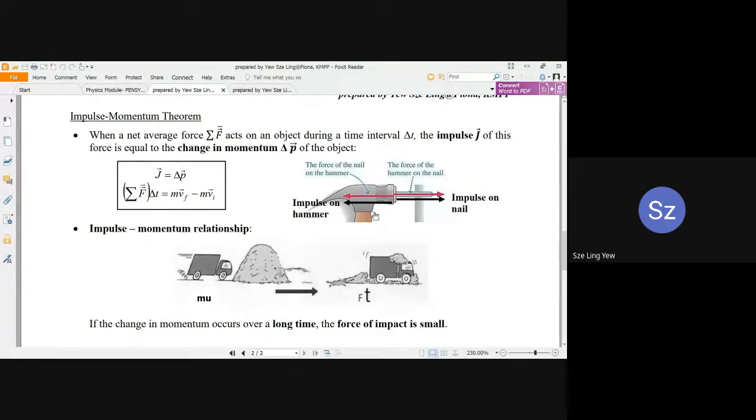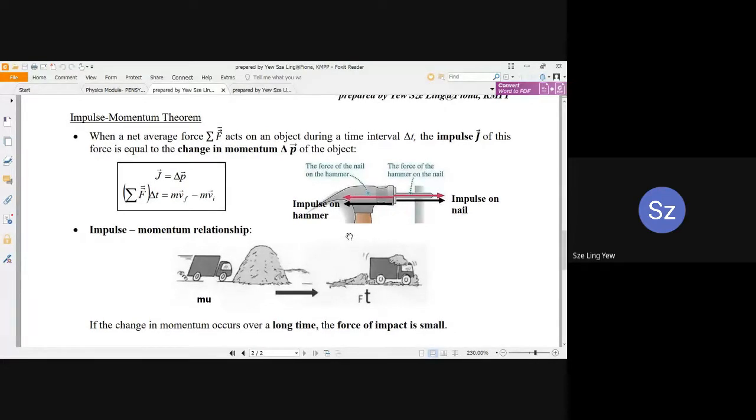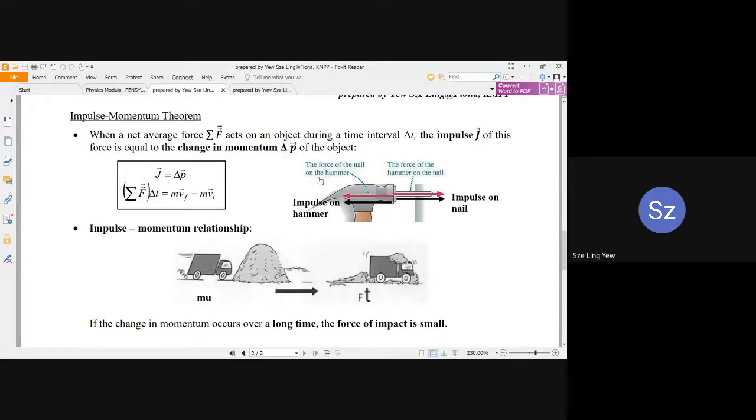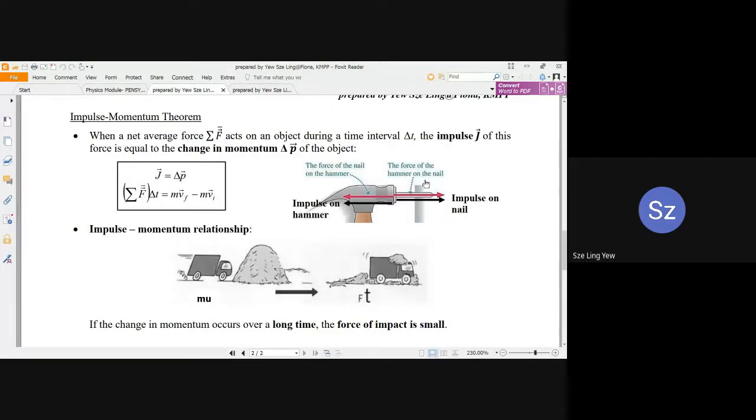So now you have this hammer. When you use the hammer to hit the nail on the wall, what happened? Now you have impulse acting on the hammer, and you also have impulse acting on the nail. Because according to Newton's third law, when you push something, something will push you back. The force is acting in both directions. As you can see in the diagram, the blue color says the force of nail on the hammer. The force coming from the nail, the nail pushes it back when you use the hammer to push the nail. The one on the nail is the force of hammer on the nail.